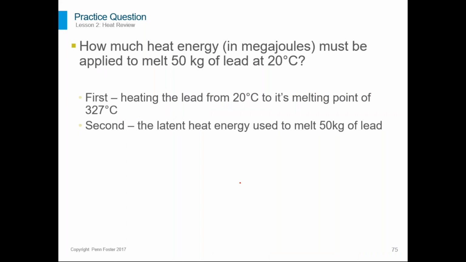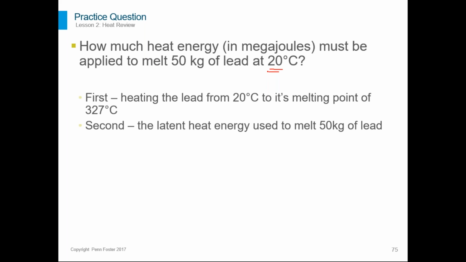All right, we'll look at a different example then. Hopefully this one I did correctly. I'm sorry. How much heat energy must be applied to melt 5 kilograms of lead at 20 degrees Celsius? So we have a problem here. We're talking about melting lead, all right, but you don't melt lead at 20 degrees Celsius. This is room temperature. At room temperature, lead is definitely a solid.